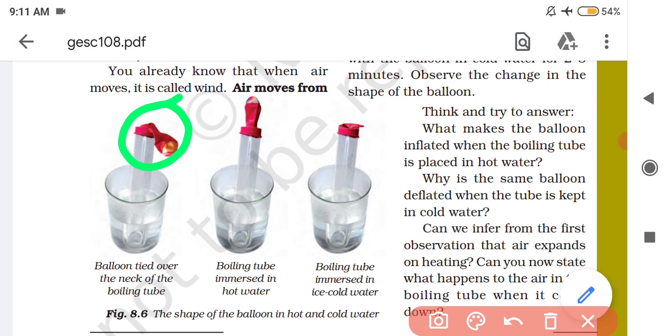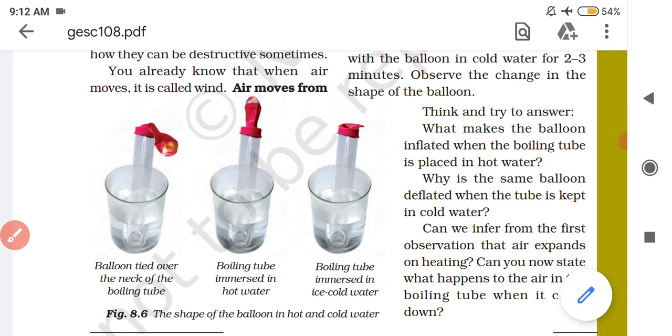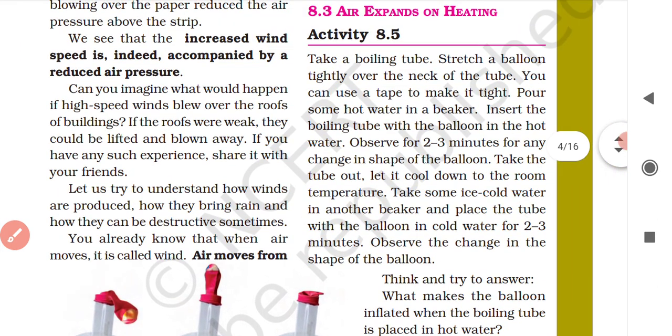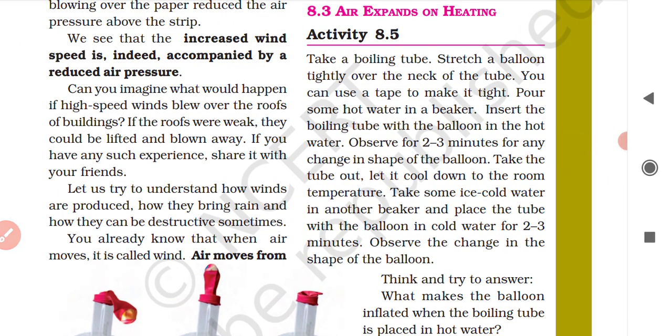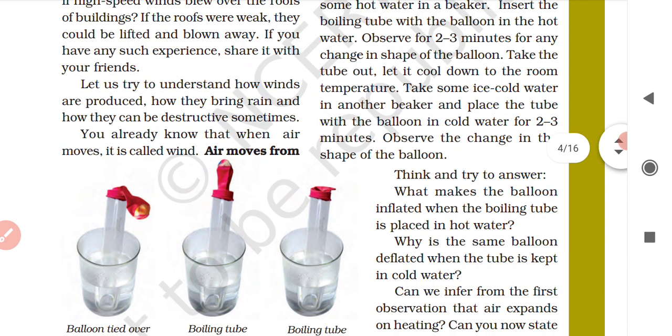Then you have to take a beaker which contains hot water in it, and this boiling tube should be inserted in this beaker. What will you observe then? Insert the boiling tube with the balloon in the hot water. Observe for 2 to 3 minutes for any change in the shape of the balloon. There will be some change in the shape of the balloon.